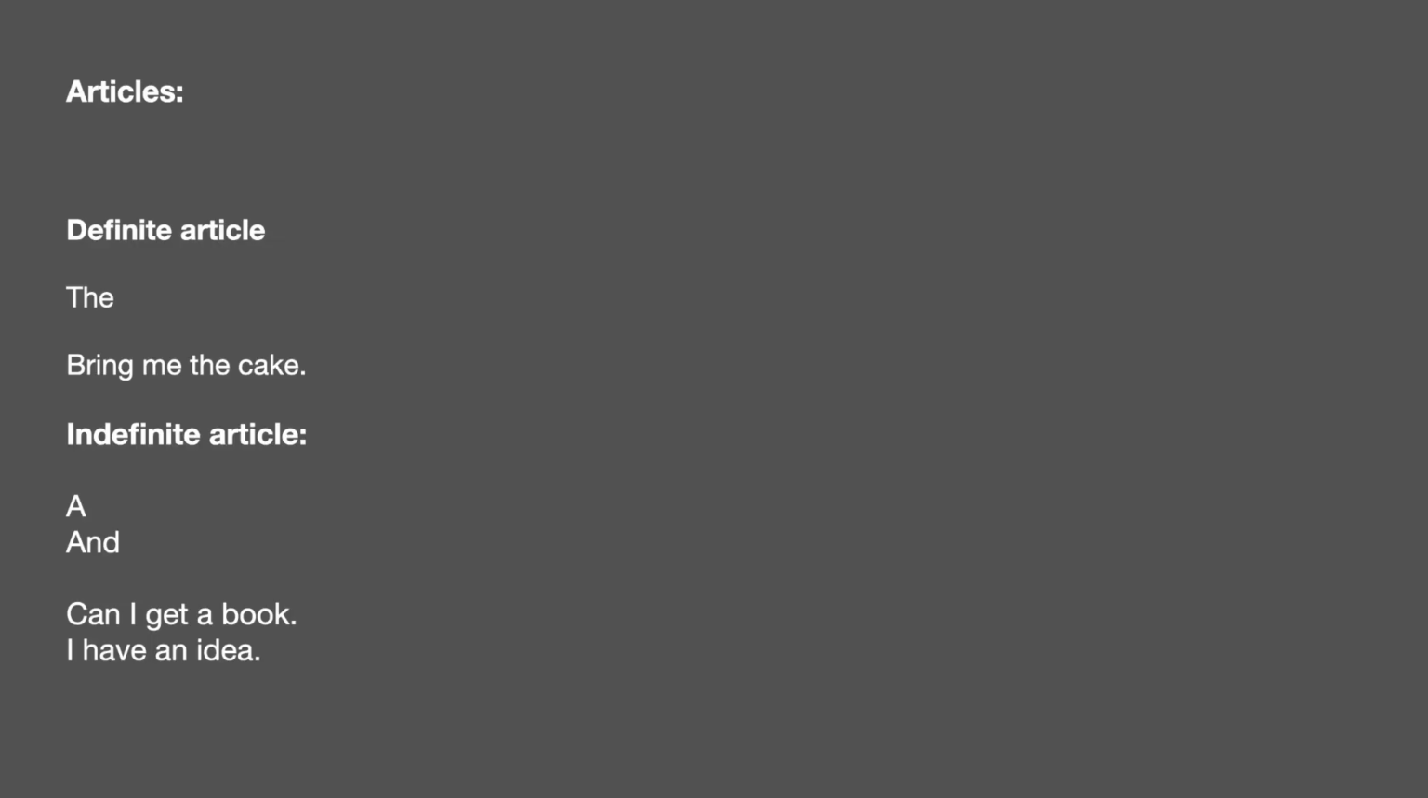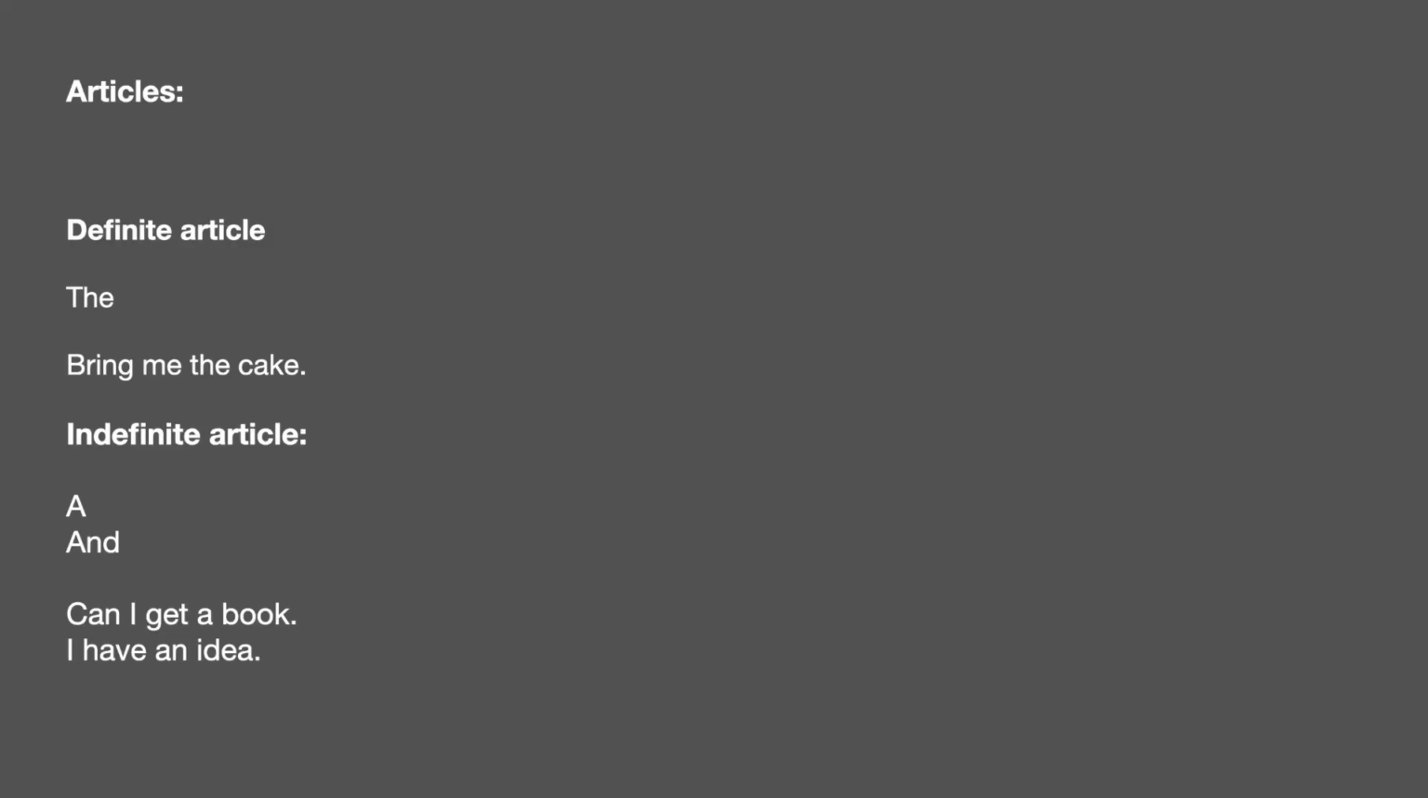The next part of speech, that is number 8, is the articles. We have the definite article, the. We use it when we want to refer to one thing only. For example, bring me the cake. I'm talking about a specific cake that we both know about.